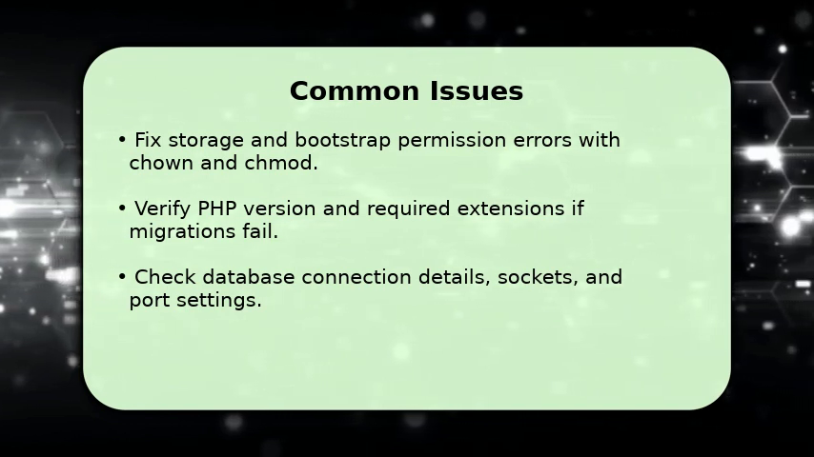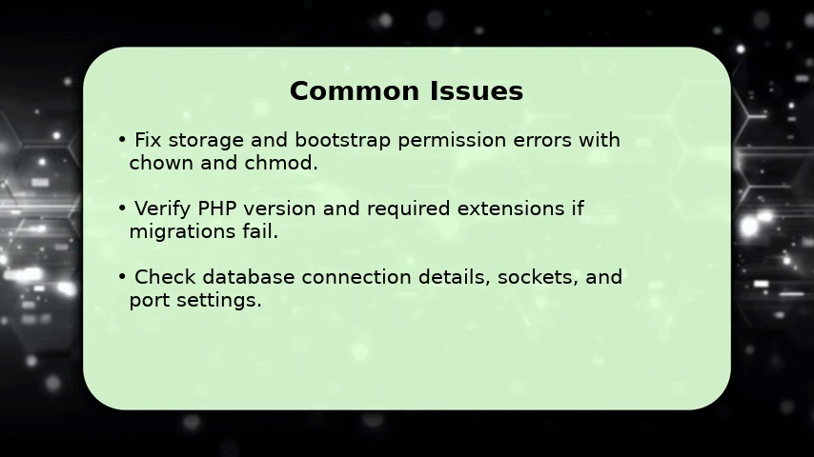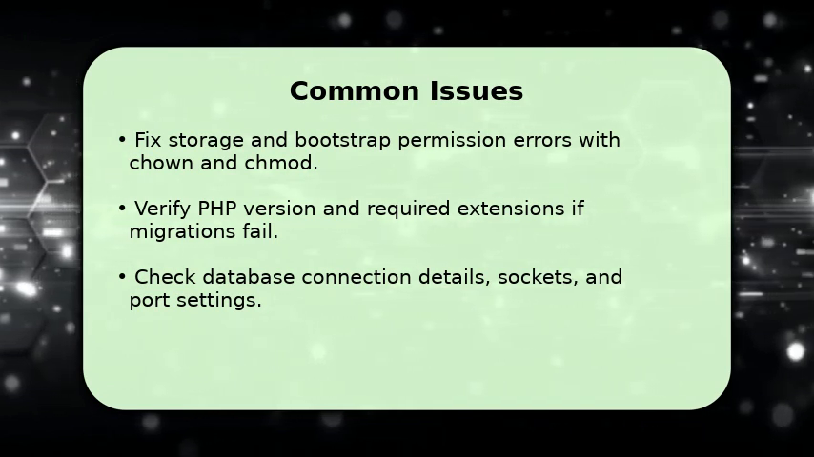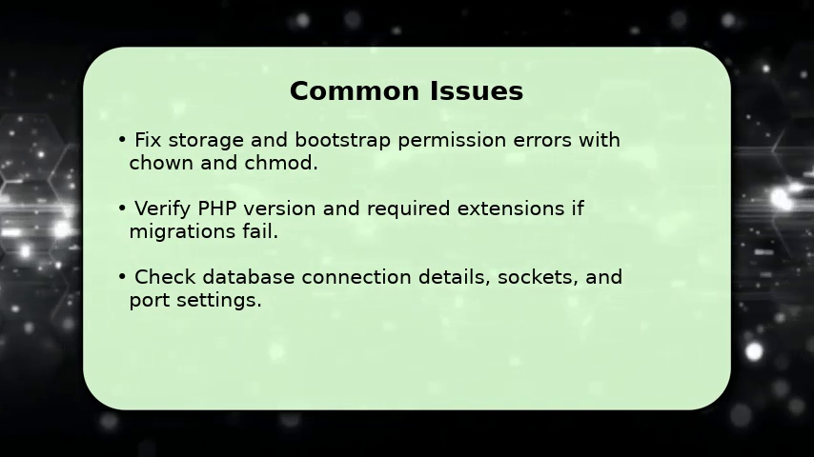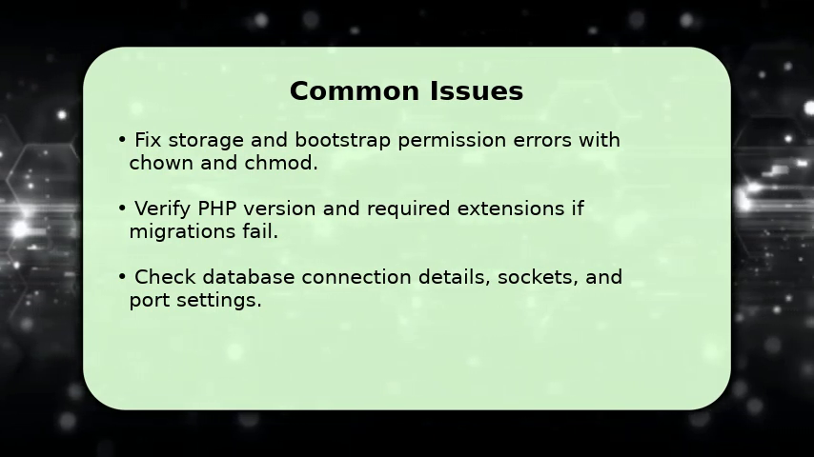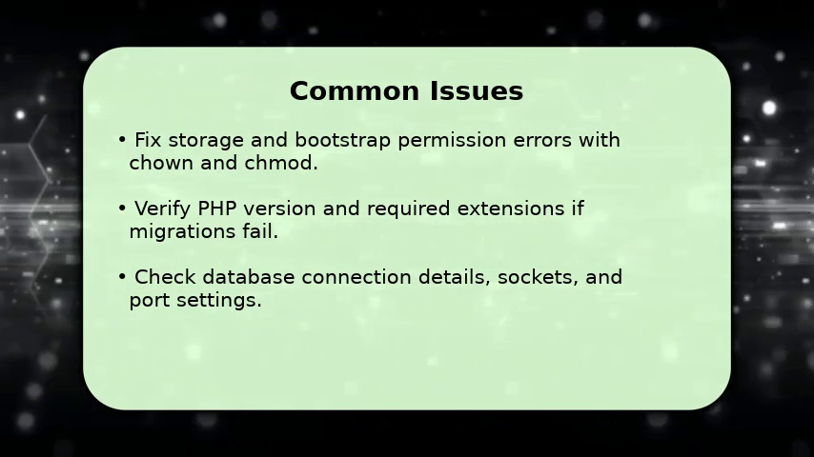Inspect web server logs for 500 errors and enable debug mode briefly. If email fails, test SMTP settings with external tool and update .env. Document troubleshooting steps and share them with your team.